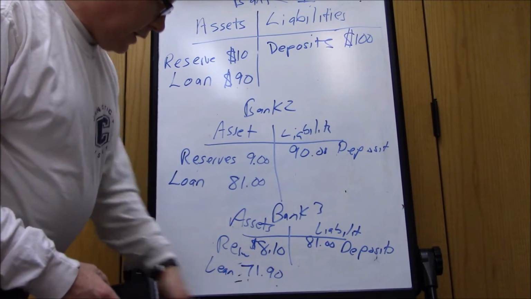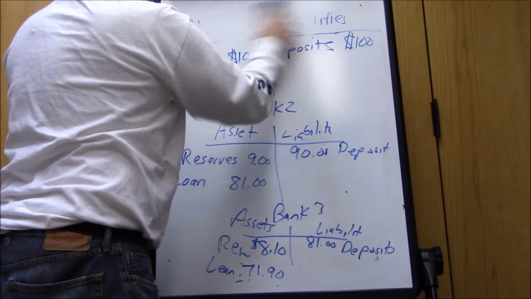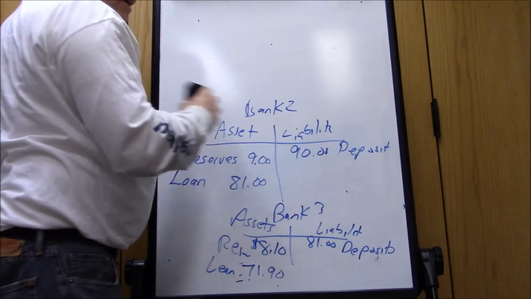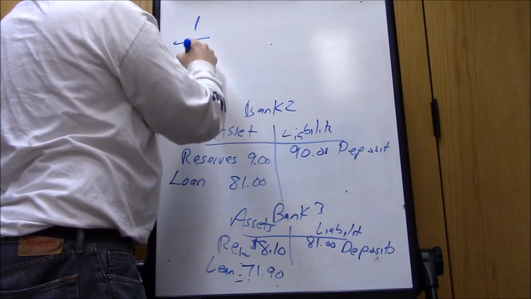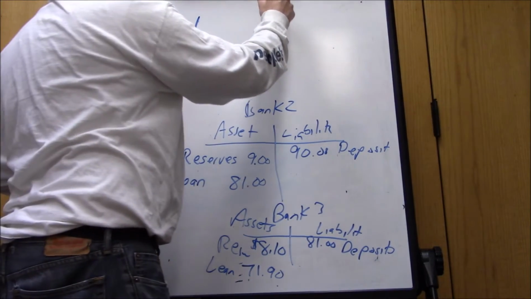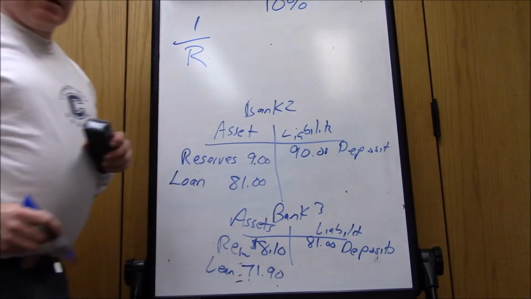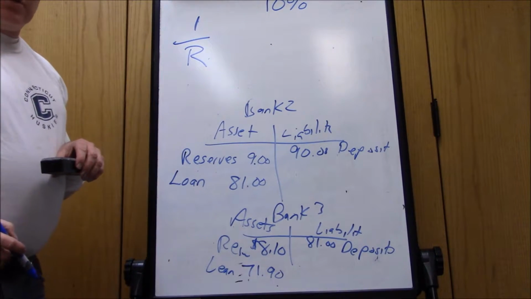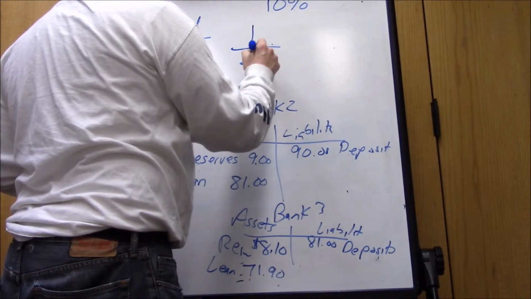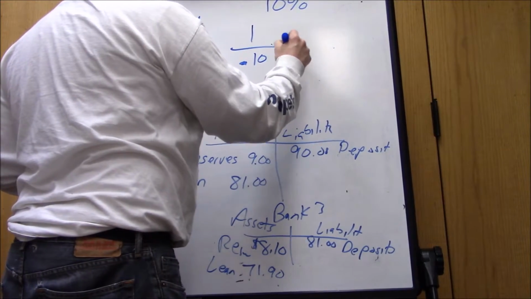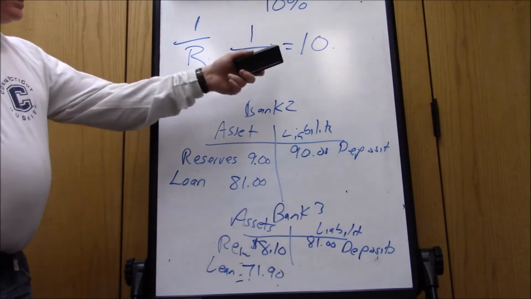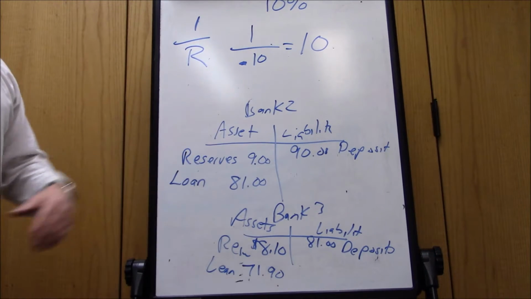But for an infinite series, we're going to end up with the amount of increase in the money supply equal to 1 over R, where R is the reserve requirement. So if the bank is required to hold back 10% of the deposits in reserve and can loan out the rest, 1 over 10%, which is 1 over 0.1, equals 10. And so the money supply is actually going to increase by 10 times the amount of this particular deposit.